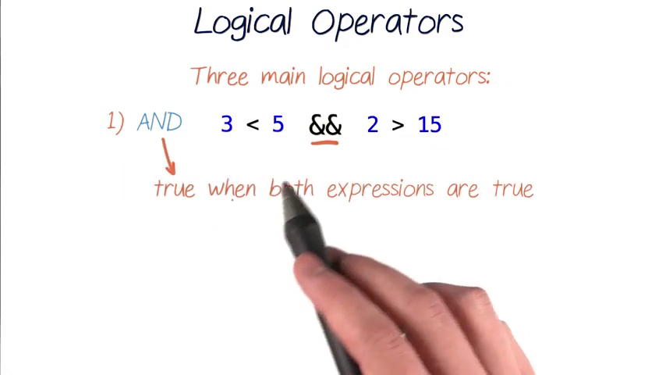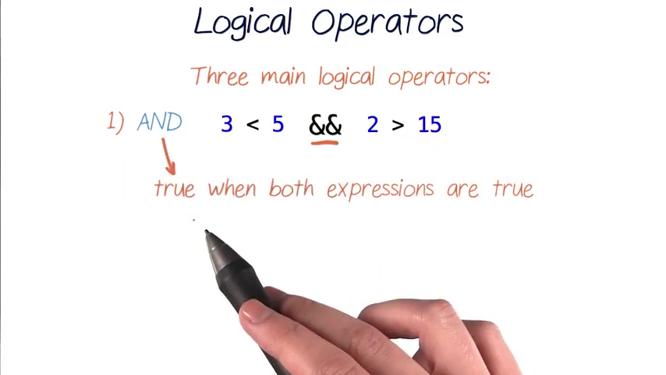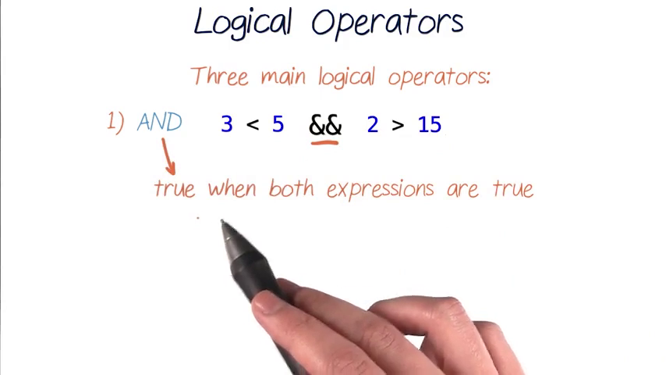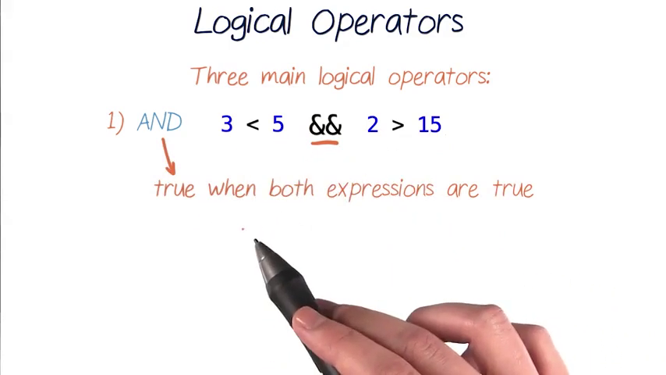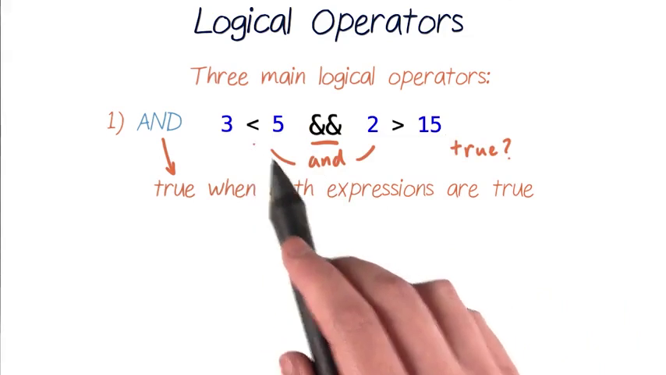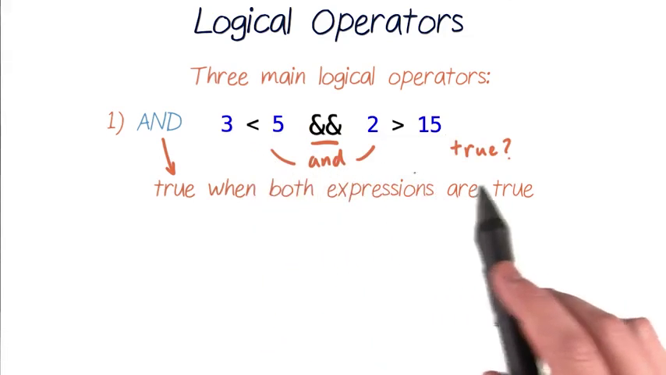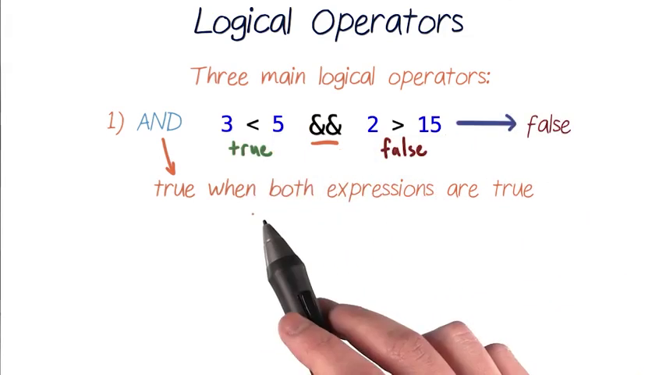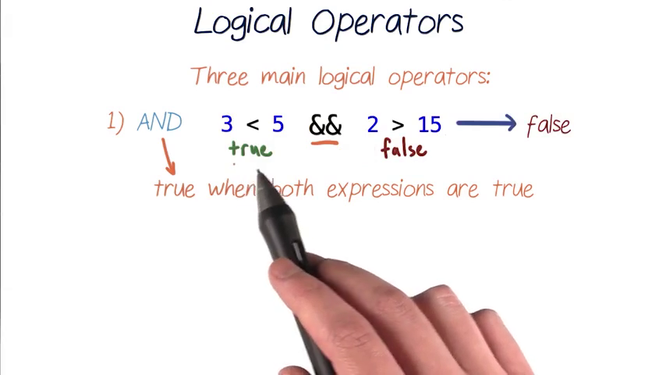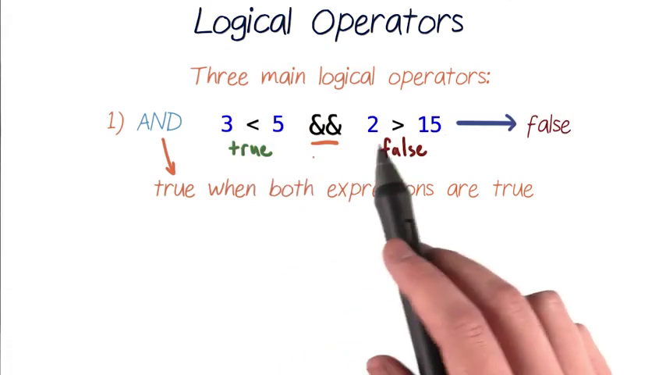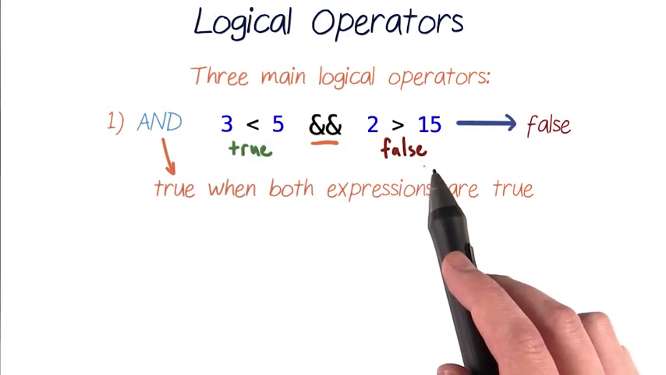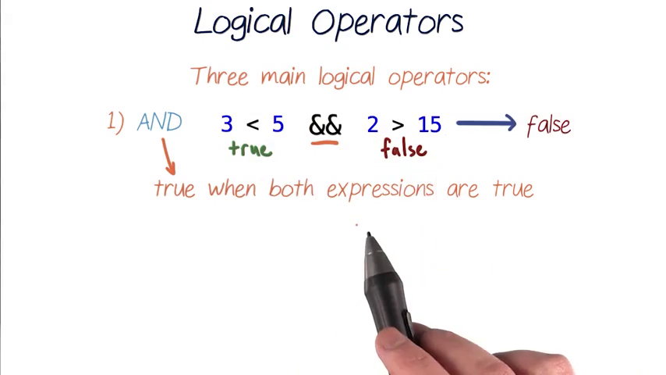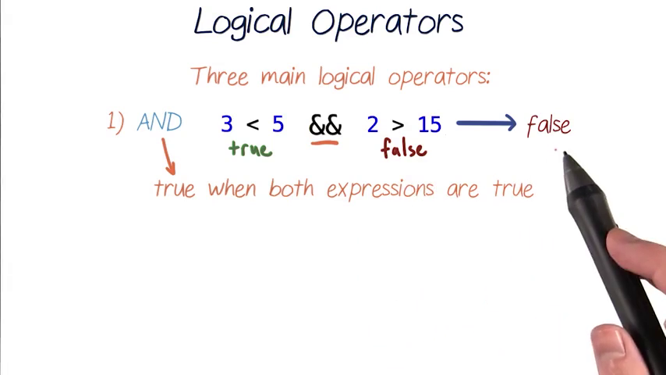AND combinations like this one are only true when both tests it combines, so the expressions to the left and to the right of the AND symbol, are also true. In other words, it checks if the left and the right expressions are both true. So in this example, the test is 3 less than 5 is true, but on the right, 2 is not greater than 15, so this expression evaluates to false. And because just one of these expressions is false, this whole AND combination will evaluate to false.